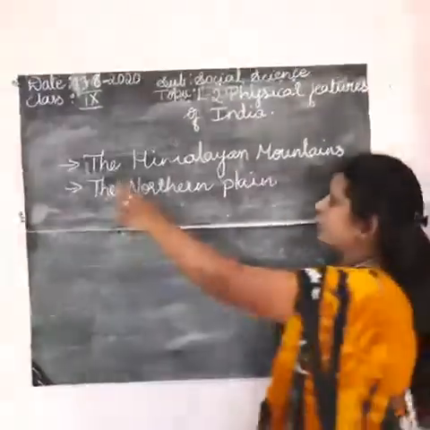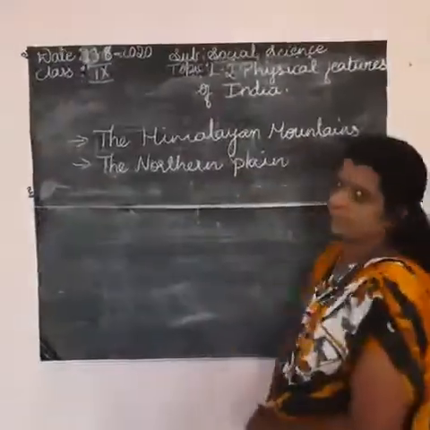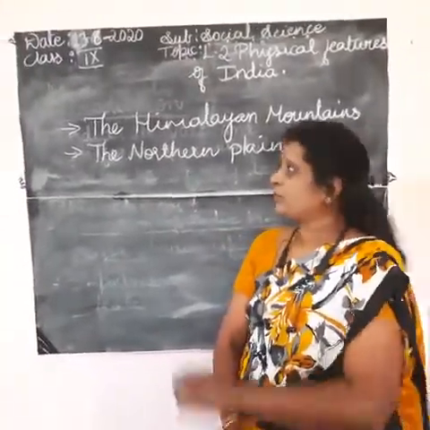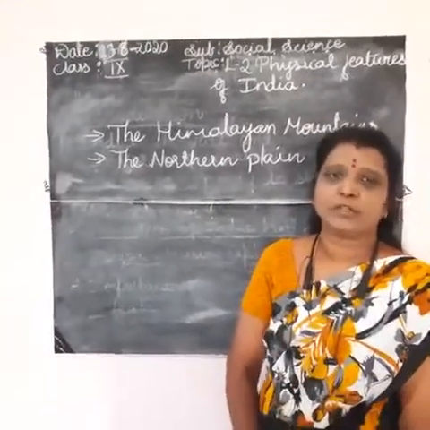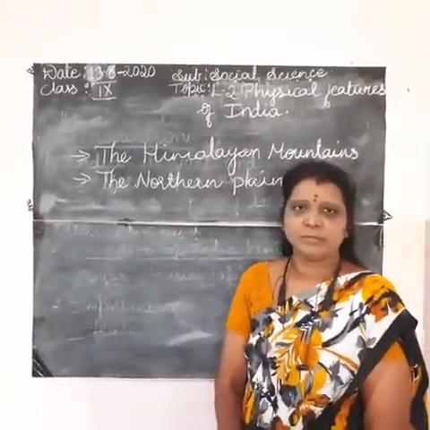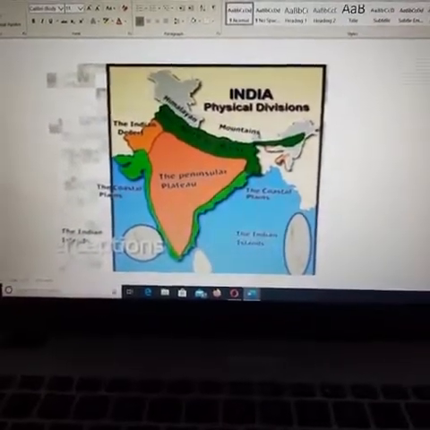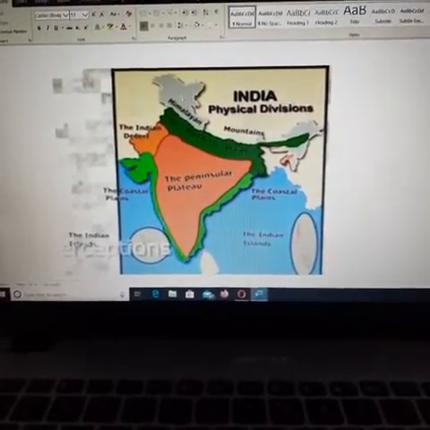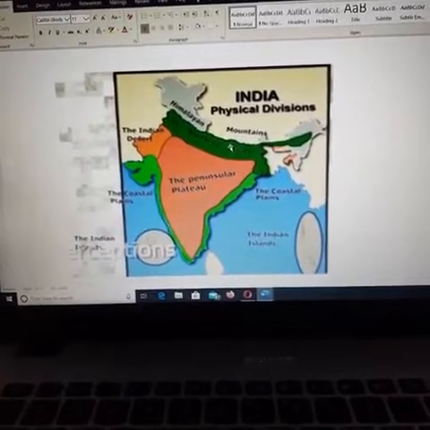So today we are going to learn about two topics in the physical features of India. The first topic is the Himalayan mountains and the second is the northern plains. Before going to this, if you learn with PPTs and pictures, you can learn better. So we'll go with the PPT. Today we are going to learn about the Himalayas and the northern plains. First we'll go for the Himalayas.